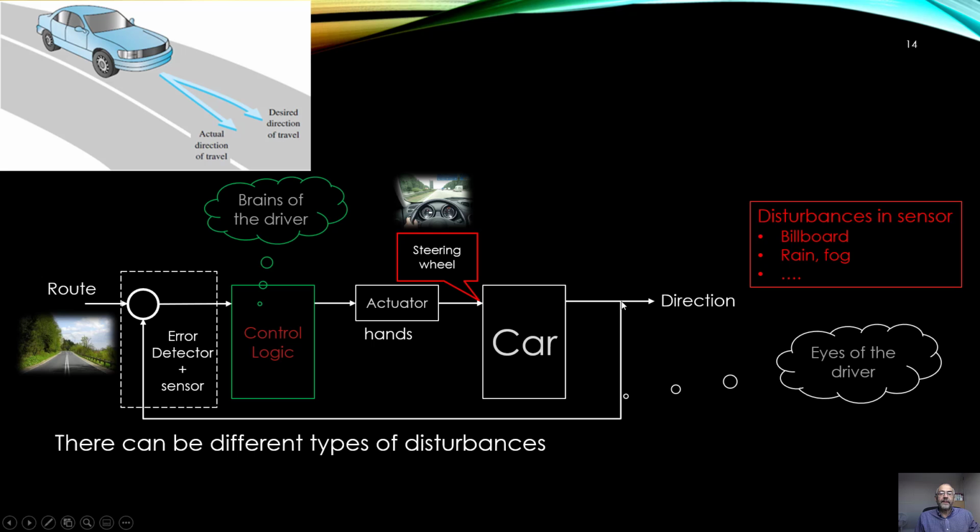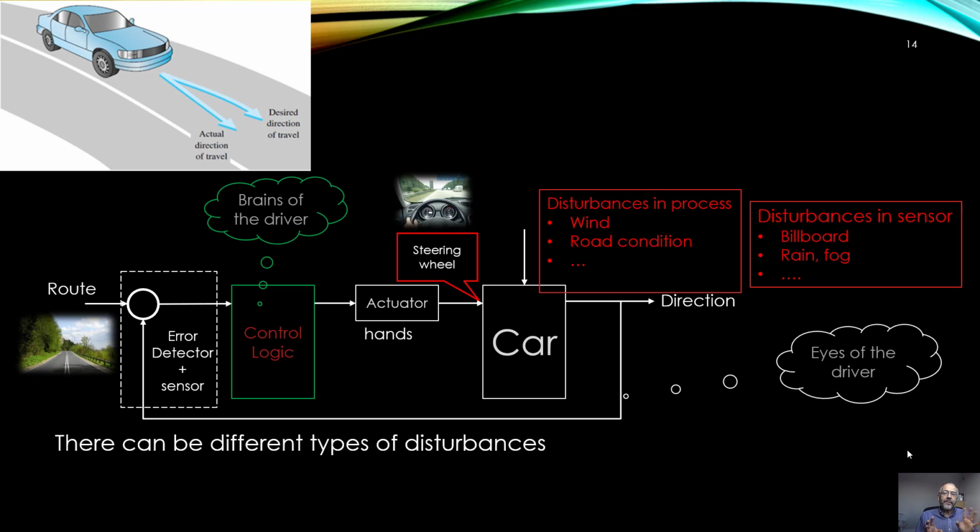An important observation is that the sensor here, your eyes, could be disturbed, so they don't work 100% accurately. There could be distractions on the side of the road, like billboards, for example, or it could be raining, or there could be fog, or there could be something happening on the road itself, a car coming towards you that's behaving strangely. There could be all kinds of disturbances that interfere with this feedback loop.